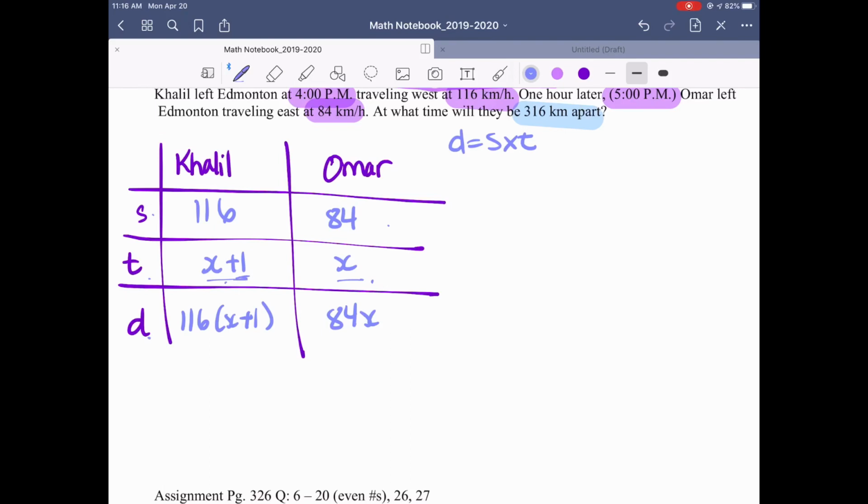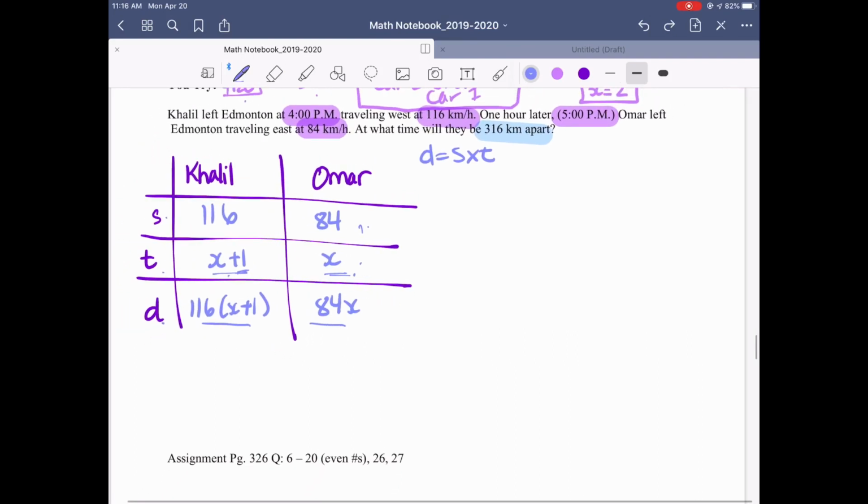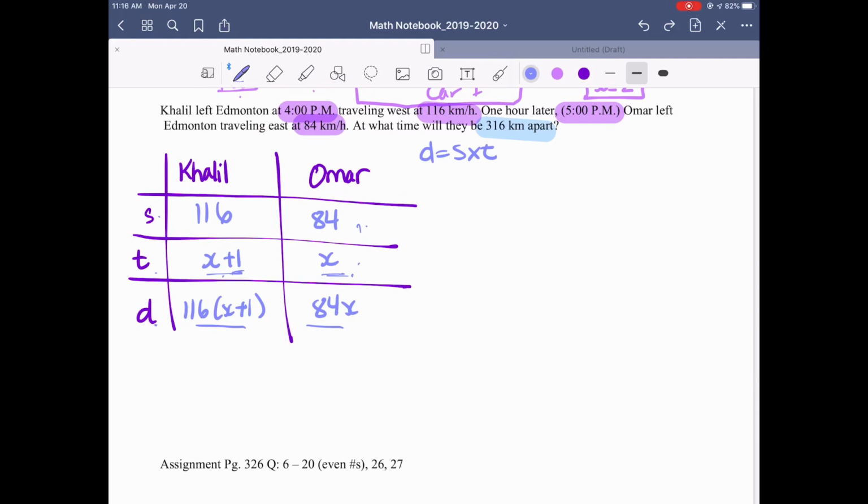So he has x plus 1, whereas Omar is just x. And then the distance is them being multiplied together, the speed and the time. Now, in the previous question, we made their distances equal to each other because they were going to overtake each other and meet at the same place. This question doesn't say that they're going to be at the same place. It says, when will they be 316 kilometers apart? So the distance between them is 316 kilometers.